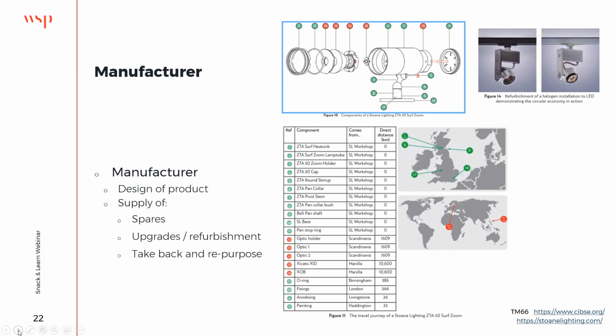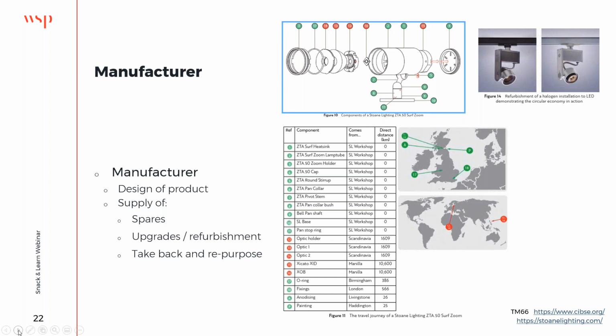And if we look at the manufacturer, and here we're particularly looking at Stone Lighting, who have done exceptionally well in this area already and have supported the development of TM66 wholeheartedly. You've got to look at the design of the product. How easy is it to disassemble and upgrade, etc.? Where are my materials being sourced from? And we can see on this map that, with the exception of the optic holders and the optics that come from Scandinavia and Asia, all the other materials are sourced and manufactured within the UK. So they've got a very small transportation footprint.